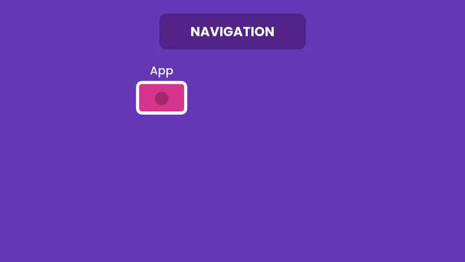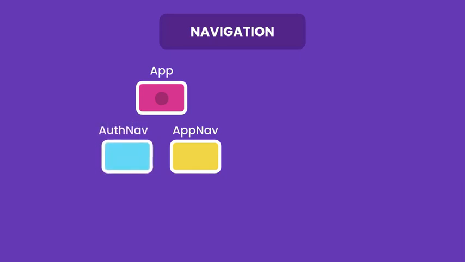Now, if the user exists, we're going to render app navigator. So that will take the user to the home screen of the app. Otherwise, if the user is null, we're going to render auth navigator to take the user to the welcome screen.